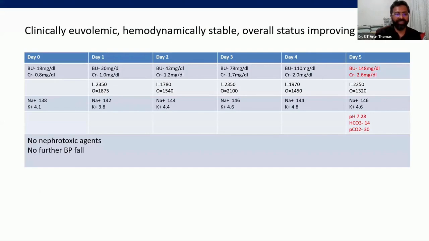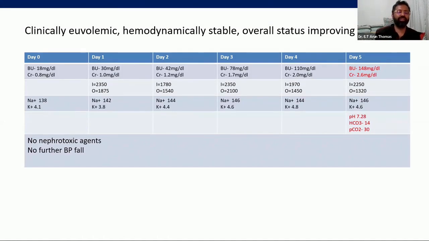And hope you can see the screen. This is the trend. Day 0, day 1, creatinine is normal. Day 2, creatinine slightly increased. Day 3, creatinine is increasing. Day 4, day 5, patient is clinically improving. Hemodynamics are stable. Overall status is improving. But by day 5, the blood urea is 148, creatinine is 2.6, and there is a slight intake output mismatch, and there is a metabolic acidosis. pH is 7.2 and bicarbonate is 14. So what is happening to the patient?